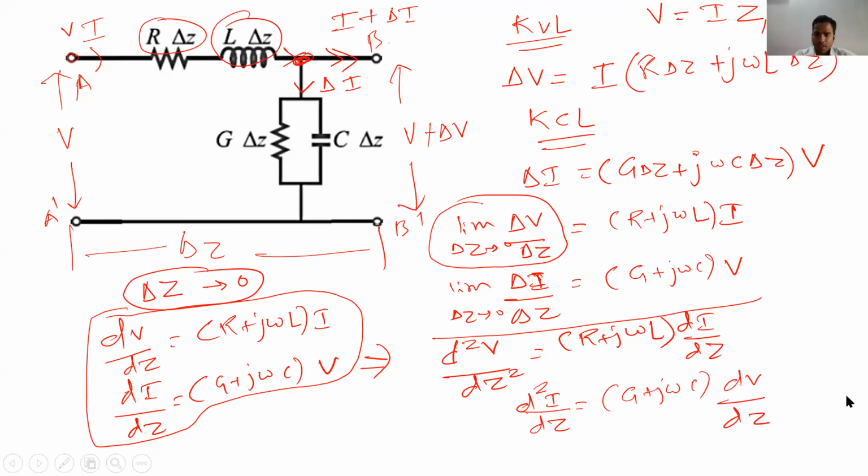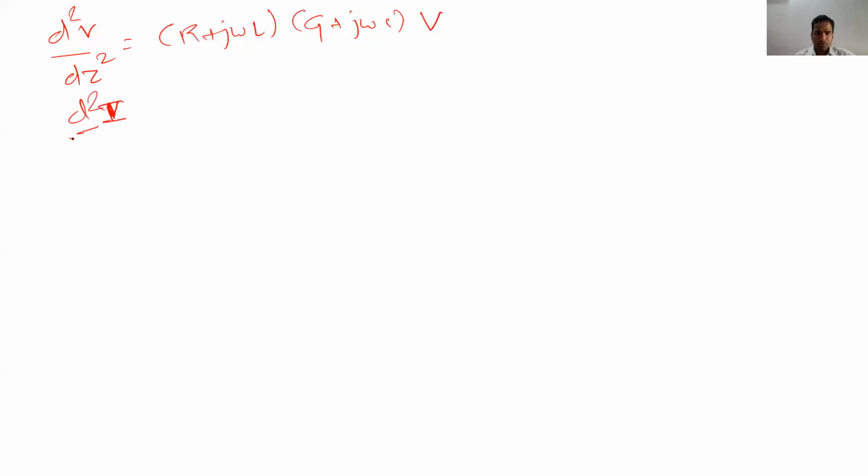Can anyone tell me how I can simplify this? So we have dI by dz here, and we have dV by dz here. We already know dV by dz. So what will I get? I will get d square V by dz square as R plus j omega L into dI by dz. What was that? It was G plus j omega C into V. Similarly, I will get d square I by dz square as R plus j omega L into G plus j omega C into I.